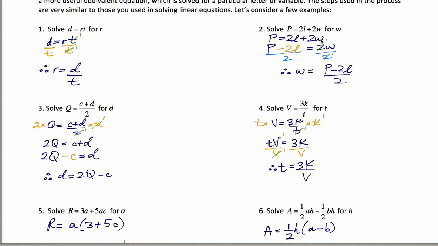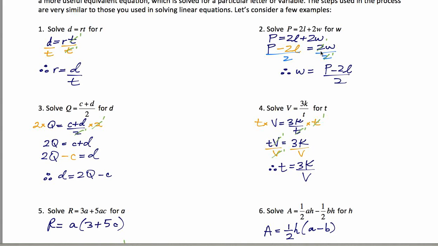So if we wanted to undo that, or peel back the layers and dig w back out of this equation, then we're going to undo the last thing that was done. And since the last thing done was adding 2l, first thing we'll do is subtract 2l on both sides. So we end up with p minus 2l equals 2w. So we're getting closer, we got w almost isolated. We're just going to divide both sides by 2, since that's the last step, 2 times w. And then you end up with w equals p minus 2l all over 2.